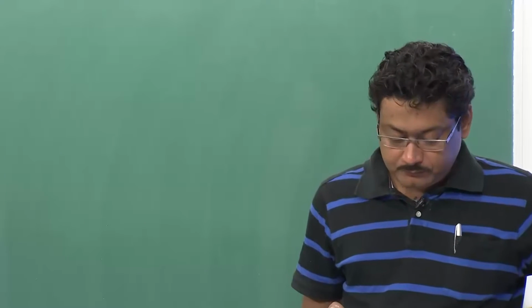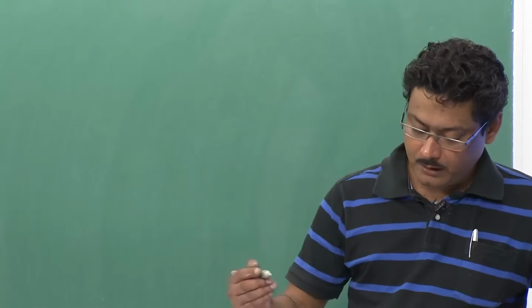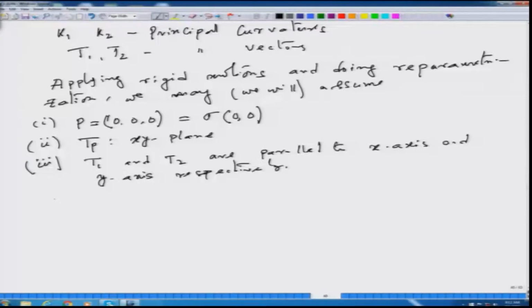Now, let us start here. Since T1 and T2 are parallel to x axis and y axis, and Tp is xy plane, which is of course span of sigma u at P and sigma v. So, the vector 1 0, what will happen to that? This is in the tangent plane Tp.